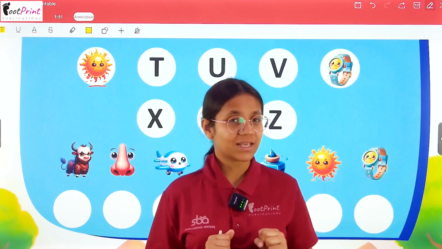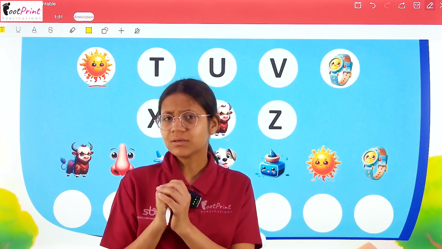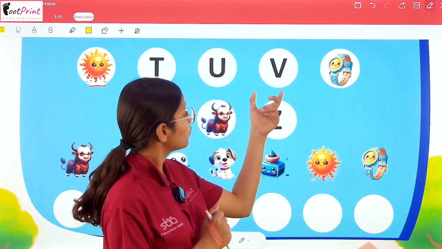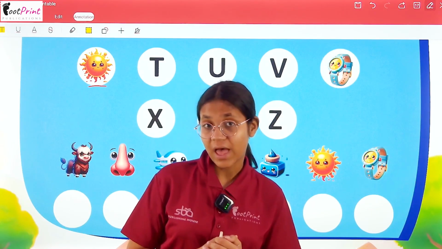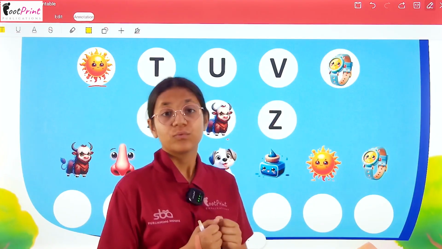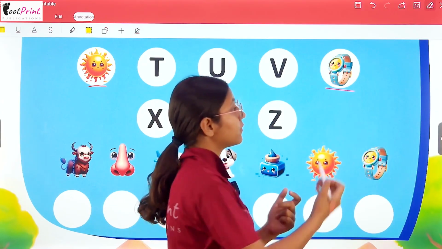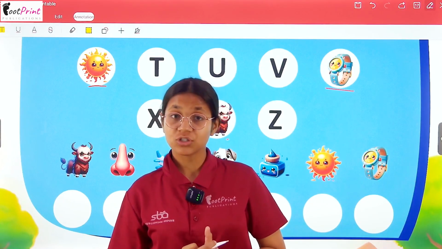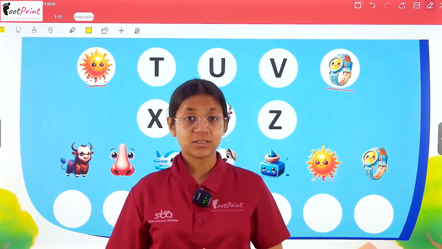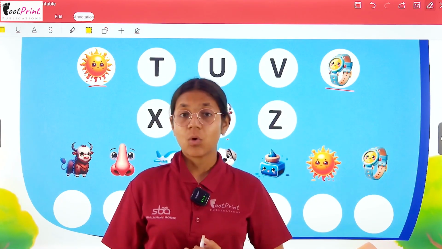U says umbrella. We use it in rainy weather. Now V says van, school van, etc. So V says van. And what is the picture? This is the picture of a watch. So watch word starts with the letter W. So now W says watch.